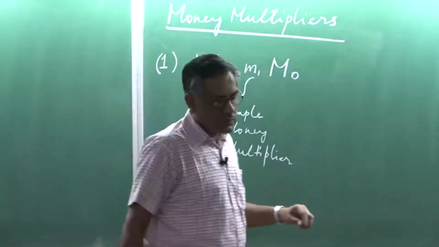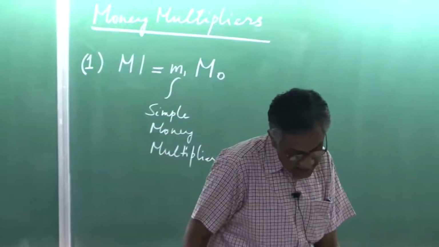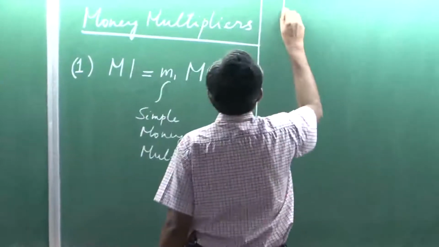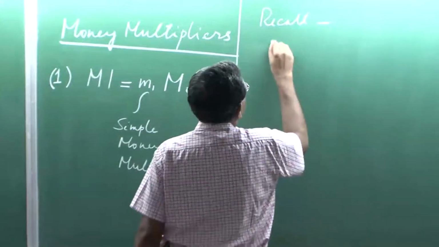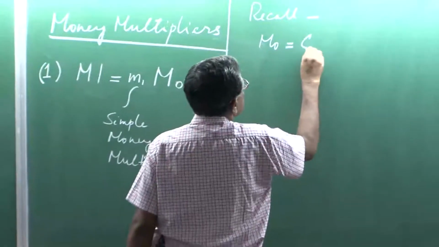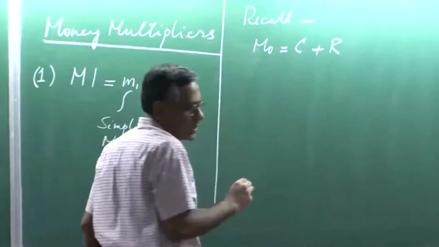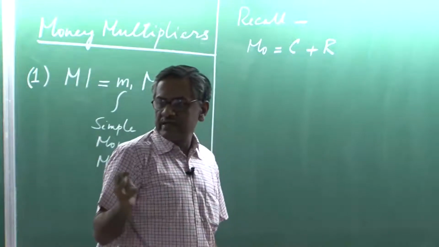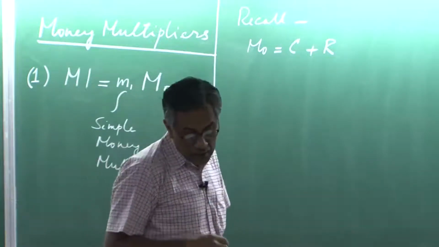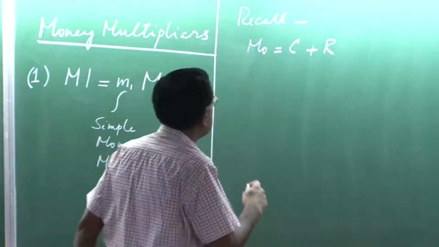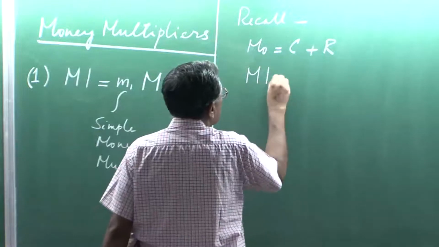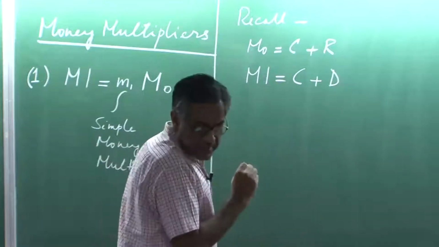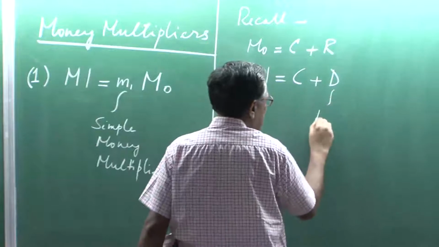What we do usually, you can find many references, is let us recall the definitions. M0 was C plus R. C was currency with the public. Was that the definition I used? Notation? Okay. And M1 is currency with the public plus demand deposits, call that D. Here D is demand deposits.